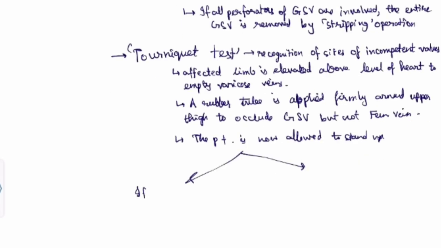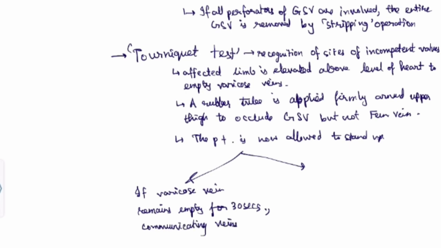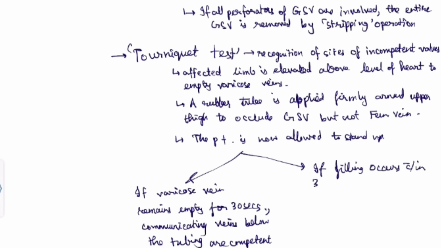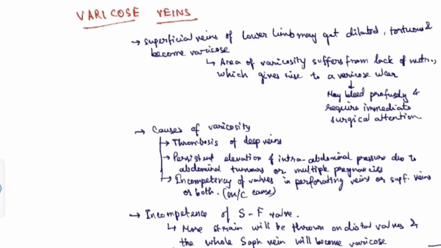Two possibilities may occur. If the varicosity or the varicose vein remains empty for 30 seconds, the communicating veins below the tourniquet or tubing are competent. If filling occurs within 30 seconds, the communicating veins are incompetent. With that, we finish our discussion on varicose veins.